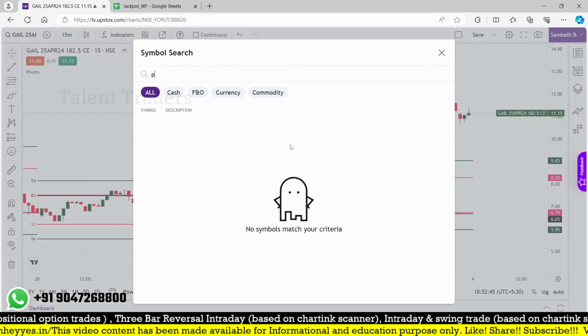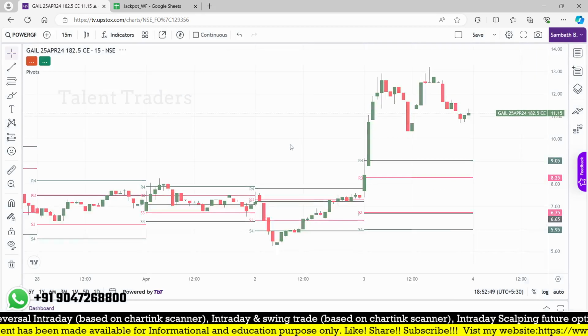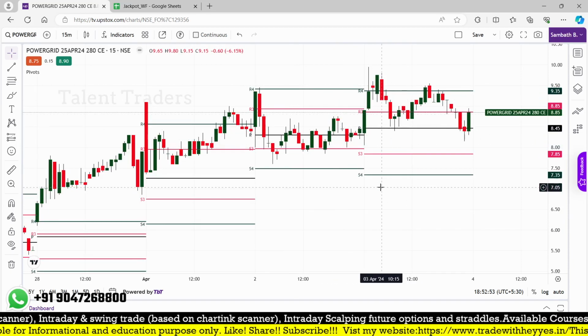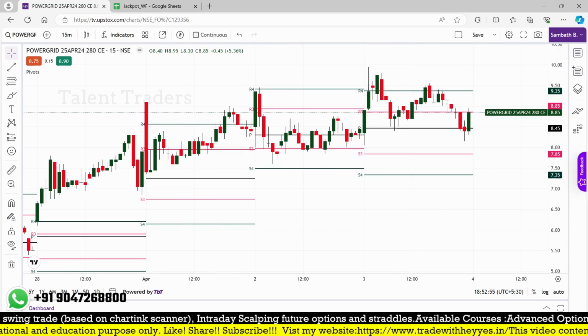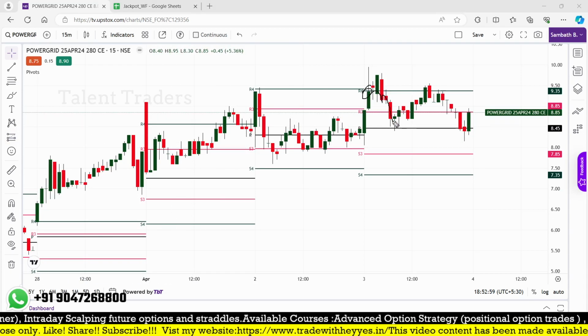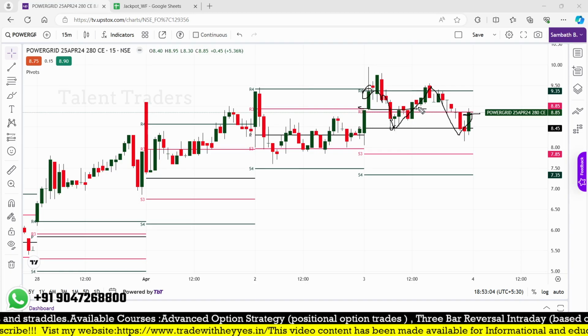Well, it is giving you an opportunity: the 280 call option, second candle. This may be a stop loss trade, so I'll consider this a stop loss trade with a perfect entry. That was happening here, and this candle triggers your stop loss.